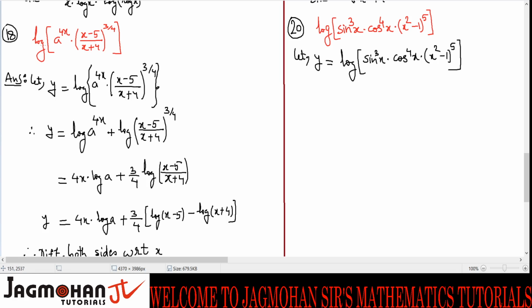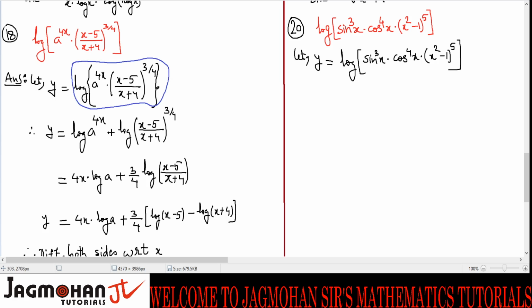Question number 18, we have to differentiate log of a raised to 4x multiplied to x minus 5 over x plus 4, the whole raised to 3 by 4. So what I do is I take this as y. So y equals log of this whole thing. Now I have to differentiate this function with respect to x.